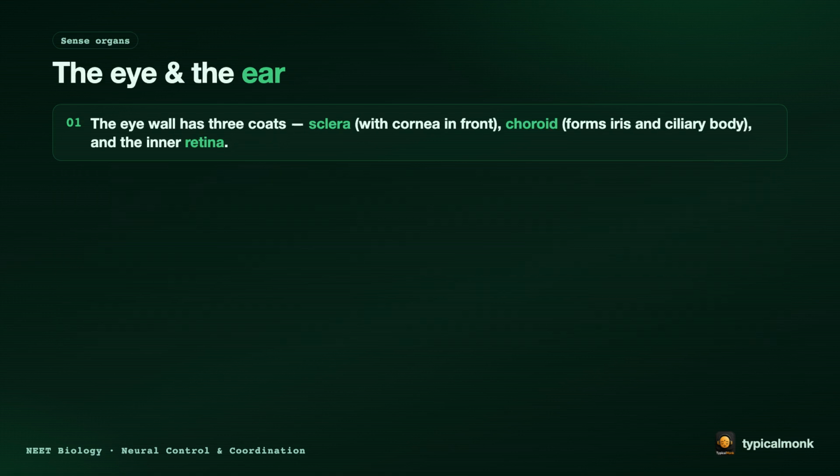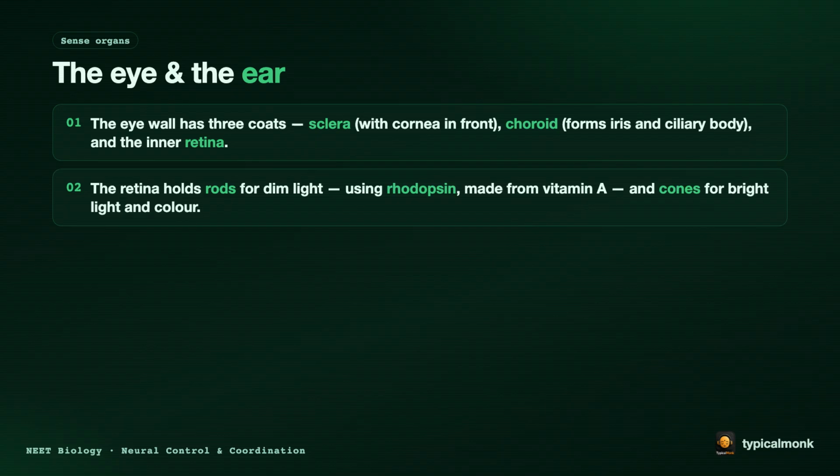Now the sense organs, the eye and the ear. The eye wall has 3 coats. The sclera, with the cornea in front, the choroid, which forms the iris and ciliary body, and the inner retina. The retina holds rods for dim light, using rhodopsin made from vitamin A, and cones for bright light and color.